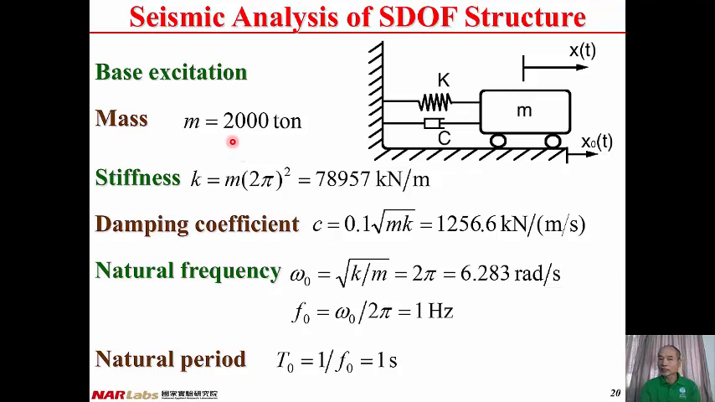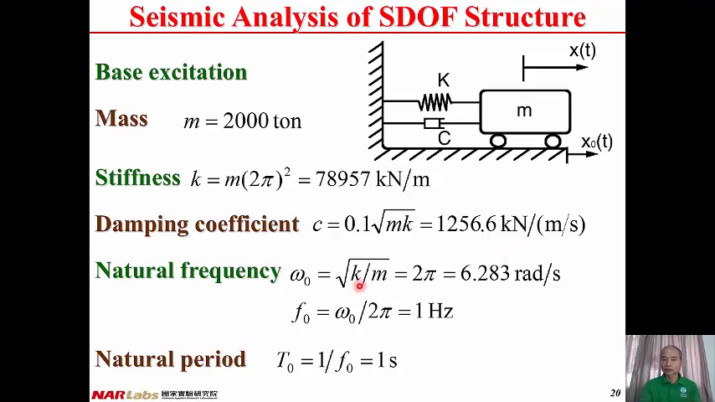The mass of the structure M equal to 2,000 tons. The stiffness of the structure K equal to M times 2 pi square equal to 78957 kilonewton per meter. The damping coefficient C equal to 0.1 times square root of MK equal to 1256.6 kilonewton per meter per second.